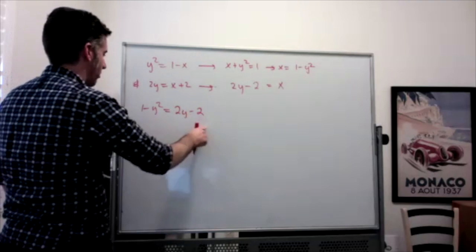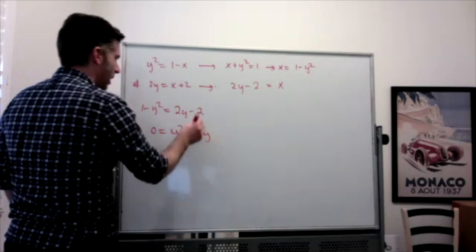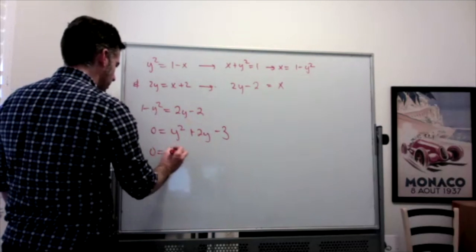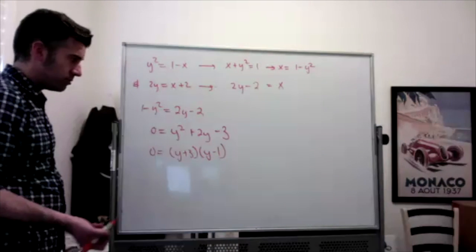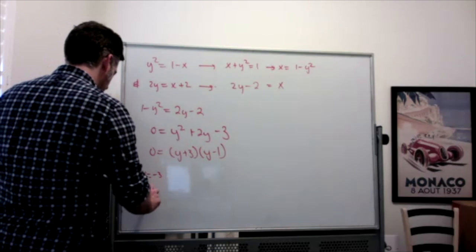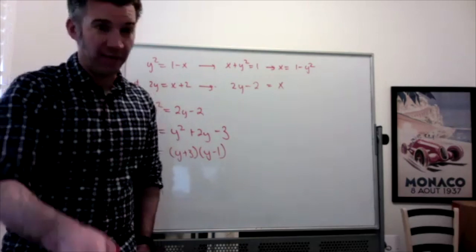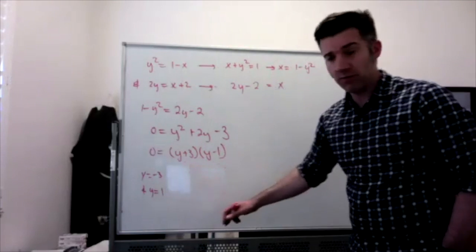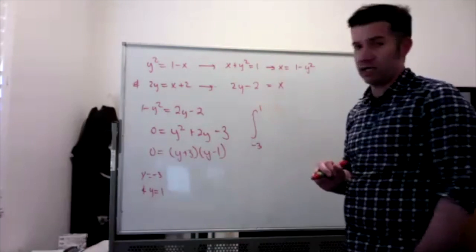So then bringing everything to the right, we get 0 equal to y squared plus 2y, and minus 2 minus 1 is minus 3. And that definitely factors as y plus 3 times y minus 1. And then our points of intersection are y equal to negative 3 and y equal to positive 1. And while we can and will graph this, we do not have to. I know that these are going to be my limits of integration. I'm going to integrate from as low as y equals negative 3 to as high as y equals 1.